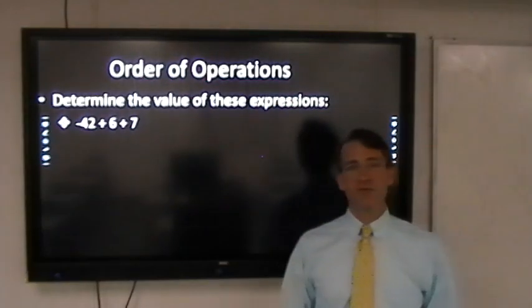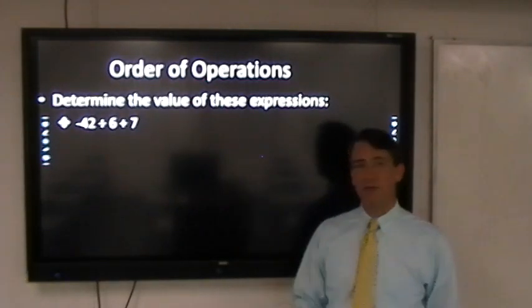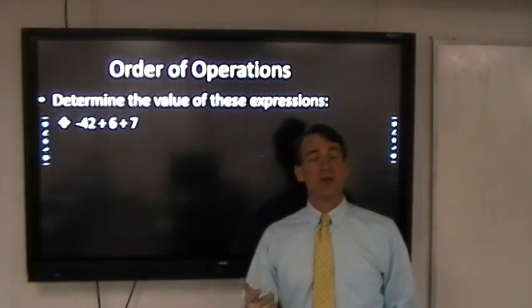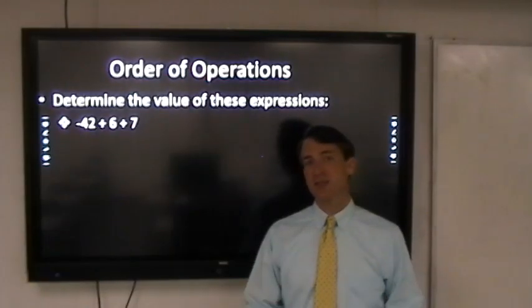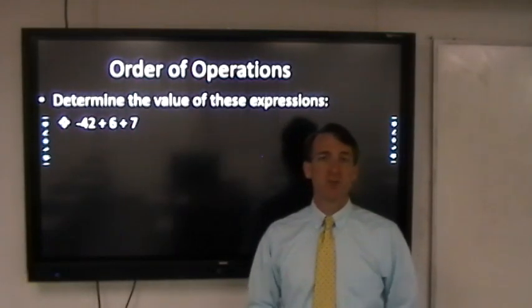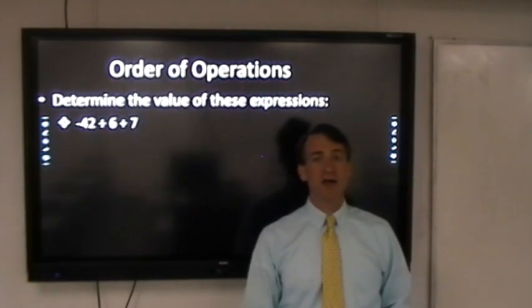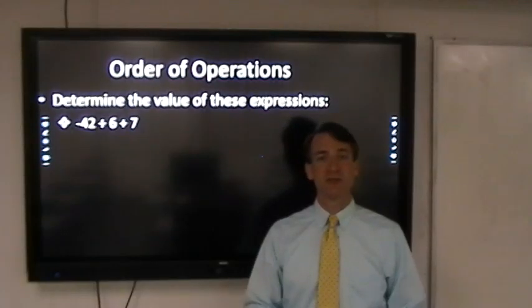So here I have negative 42 divided by 6 plus 7. There are no symbols of inclusion, so I can skip that step. There are no exponents, so I can skip that step. That brings me to the multiplication and division in the order that they come. In this case, I only have one portion of that, which is the division.